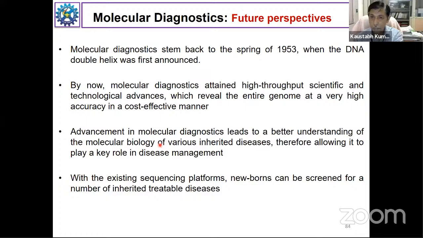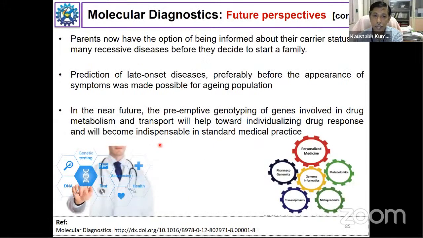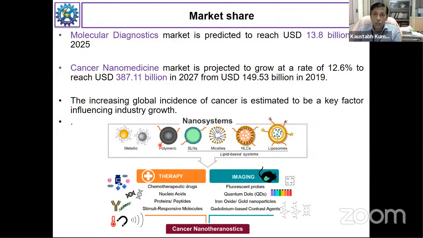So these are some of the futuristic perspectives in these areas. And probably in the last slide, I'm going to tell you the market potential in this research. People are expecting, and statistics are telling, that molecular diagnostics will come up to around 13.8 billion in 2025. And cancer nanomedicines, which is a booming area, are also coming up hugely, to around 387 billion by 2027.